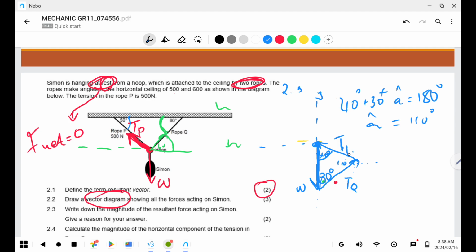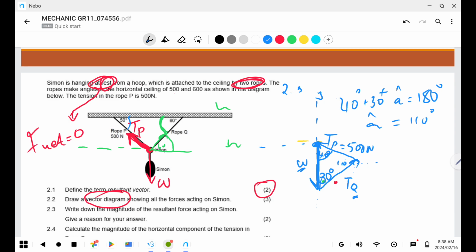Remember, this is TP. And I'm going to remove the label of W. I'm going to put it there. So if we look at this triangle, there's only one side of it which is known, which is TP. We know that TP is equal to 500 newtons. And I don't know if you've done this in maths. If there's only one side of the triangle that is known and two angles known, then you can use sine ratios to find either this side of the triangle or that side of the triangle.